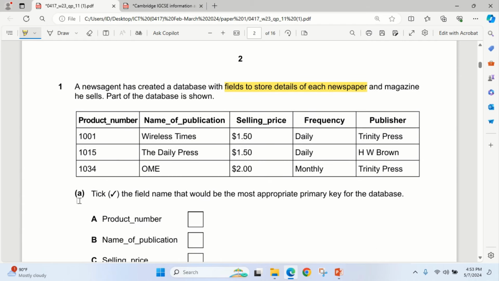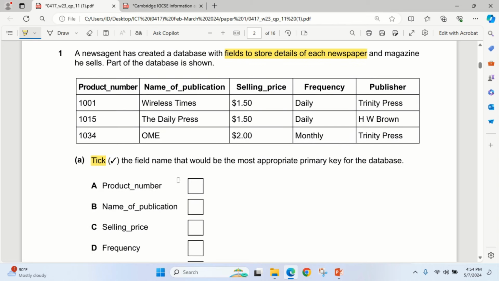Now, the question says tick, that is the command word, tick the field name that will be the most appropriate primary key for the database. When you see a question like this and a scenario has been given, like an extract of the database, the table, whatever answer you want to give must be according to this table given to you, not from a table you saw somewhere else, but from the one given to you in the question paper. So what are the field names you have? Product number, name of publication, selling price, frequency, and publisher.